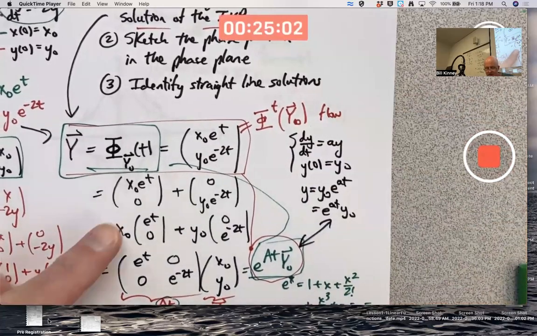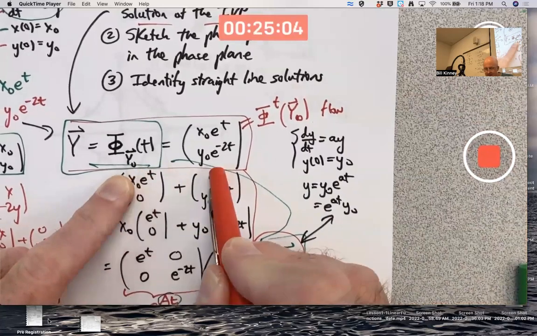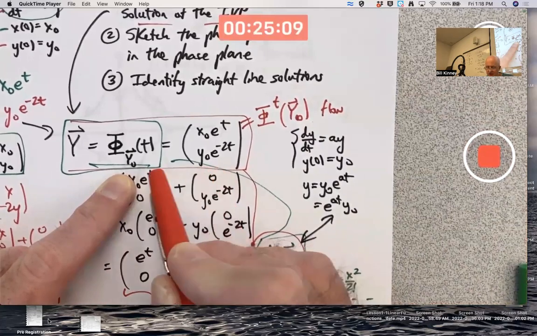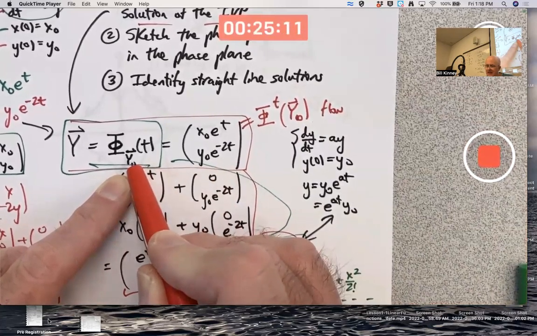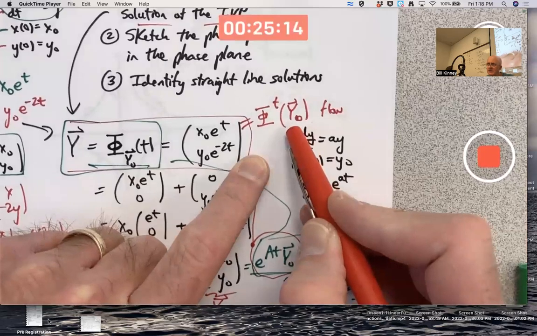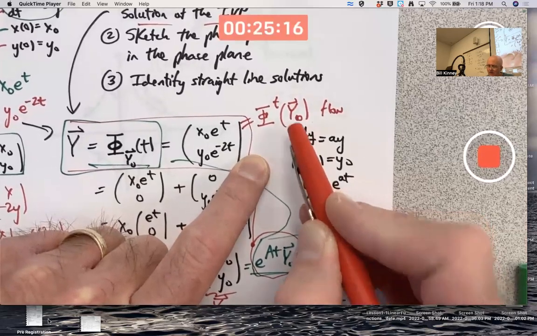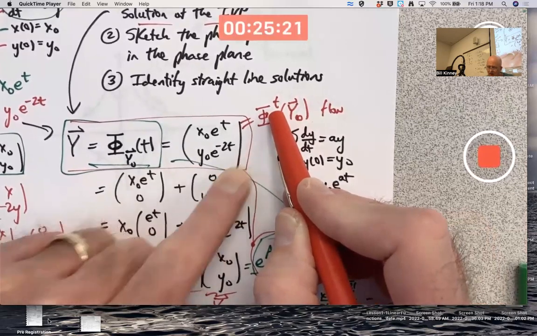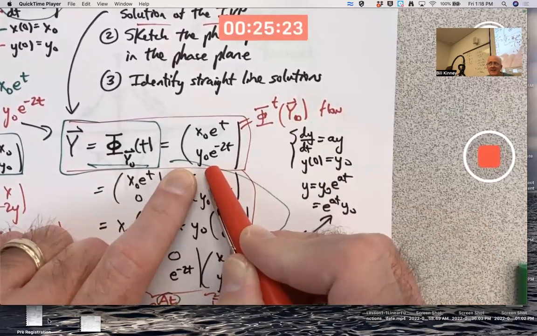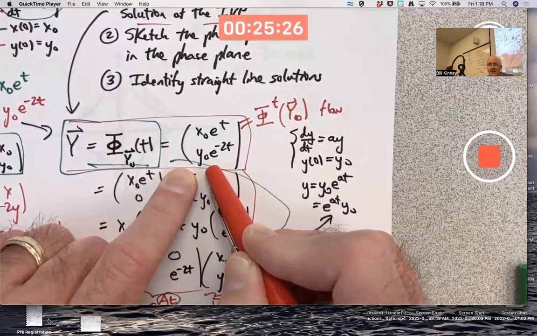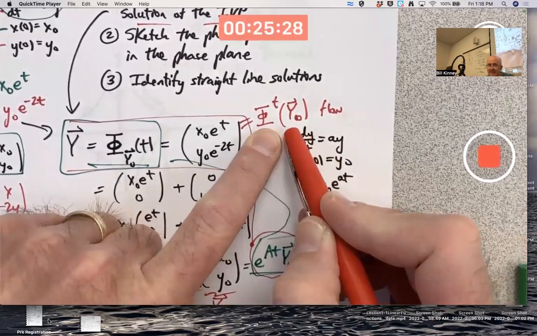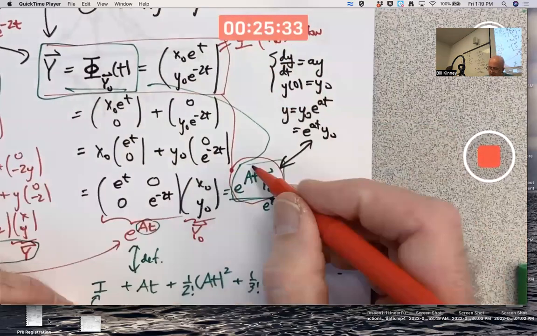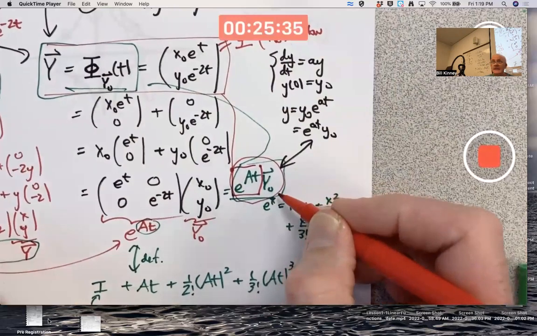In reality, when you think of t as the variable and y0 is fixed, this is a function of t, but it's a family of functions, one function for each initial condition. Here, this is a family of functions as well, one function for each value of t. Whereas this function is a parametric curve that's not a linear function of t. This, for a fixed t, is a linear function of y0. It's this matrix, the matrix exponential times y0. That's a linear transformation.